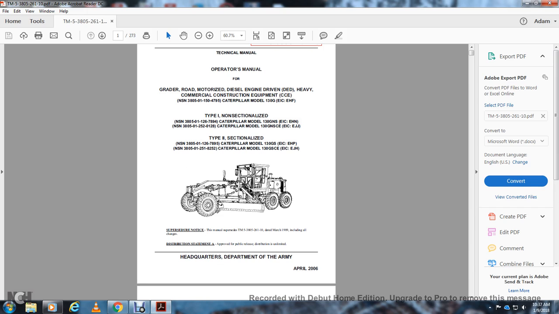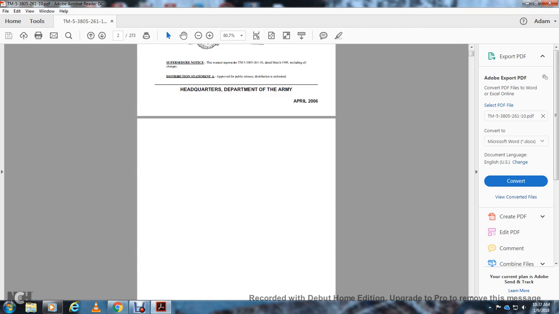Supersede notice. This manual supersedes Technical Manual 5-3805-261-10, dated March 1989, including all changes. Distribution statement: approved for public release. Distribution unlimited. April 2006, Headquarters, Department of the Army.